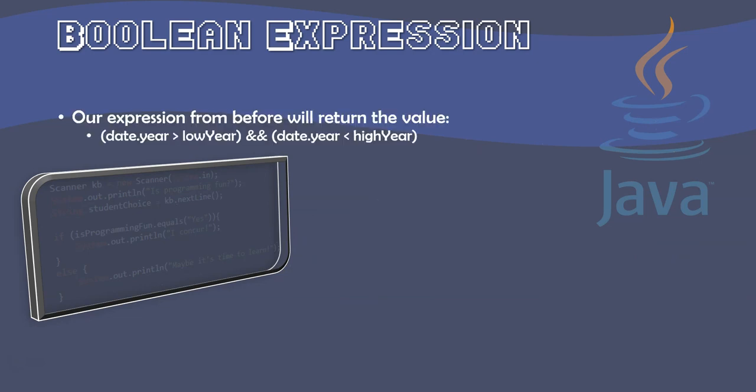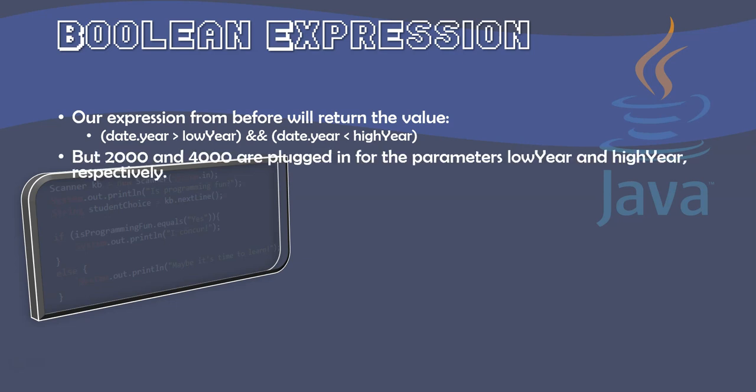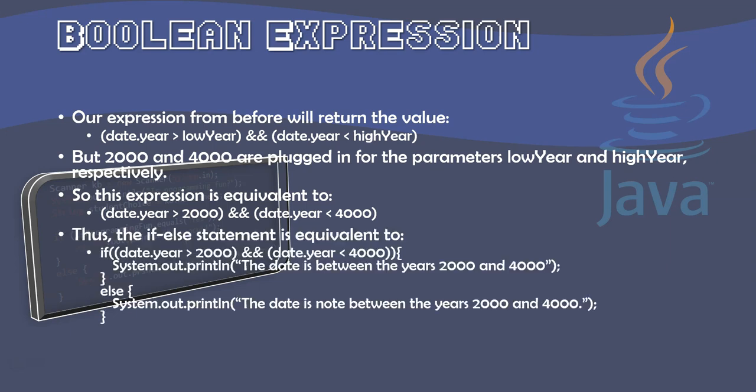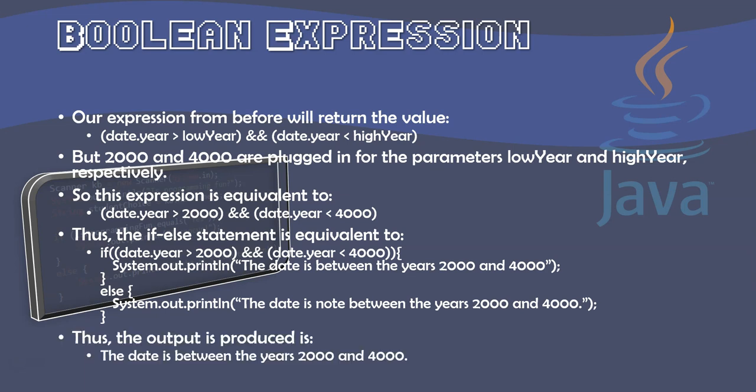So our expression from before will return the value date.year is greater than lowYear and date.year is less than highYear. But 2000 and 4000 are plugged in for the parameters lowYear and highYear respectively. So this expression really is equivalent to saying date.year is greater than 2000 and date.year is less than 4000. Thus, our if statement is equivalent to saying if date.year is greater than 2000 and date.year is less than 4000, we print out that it's between those years, otherwise we say it's not. Therefore, our output is, as we already talked about, the date is between the years 2000 and 4000.